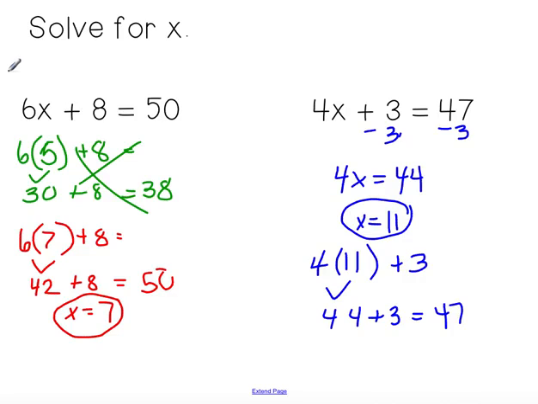Either method is fine. I would just always make sure to check your answer just like we did over here.